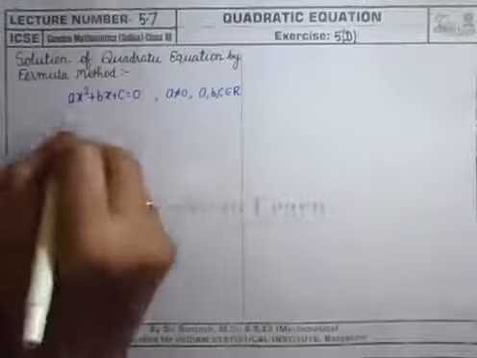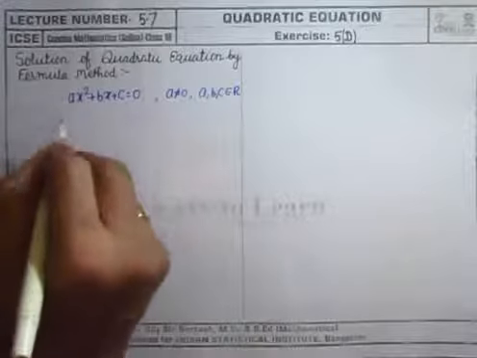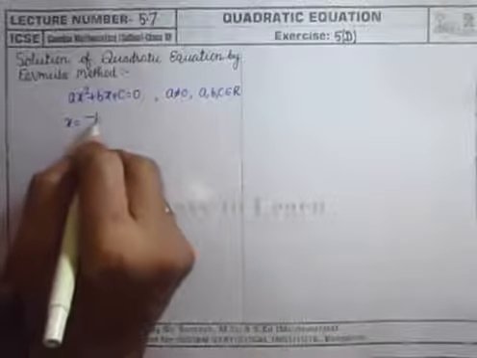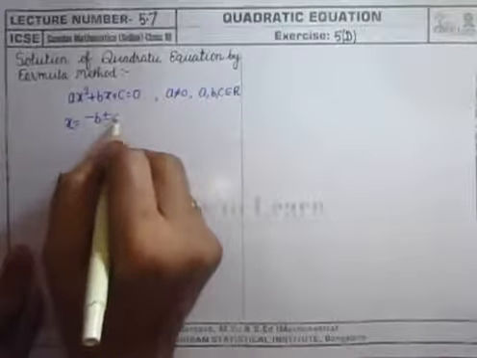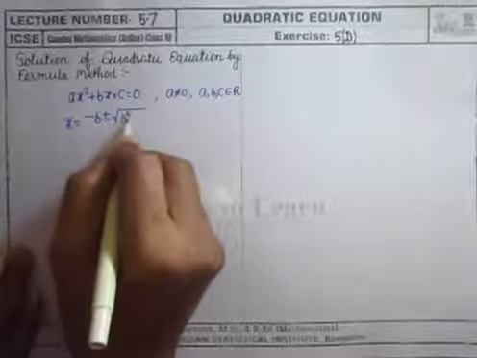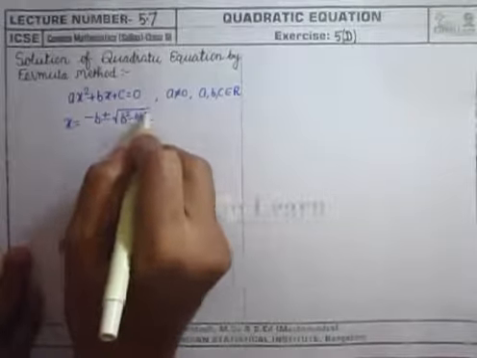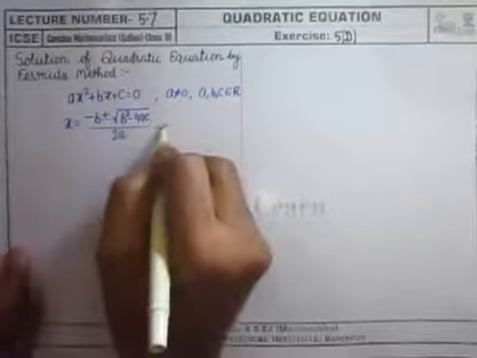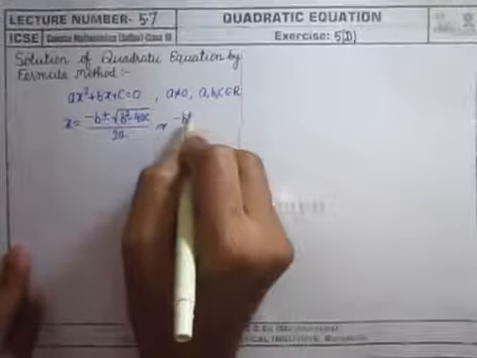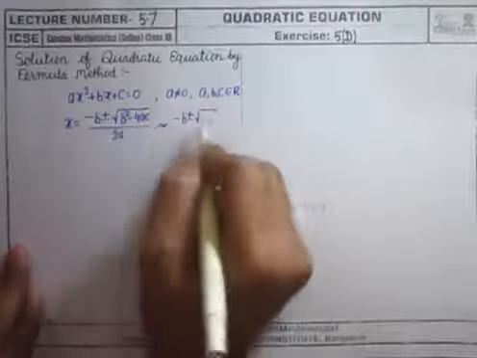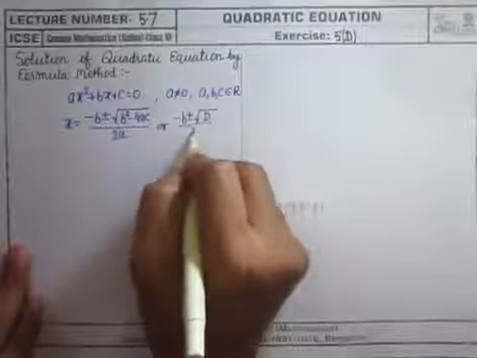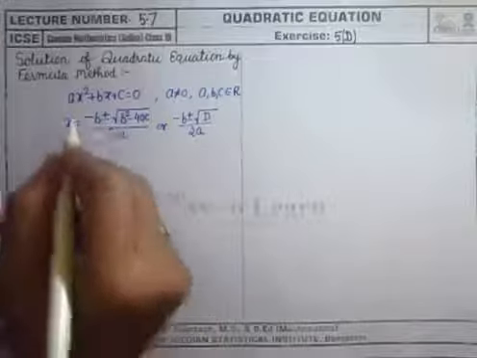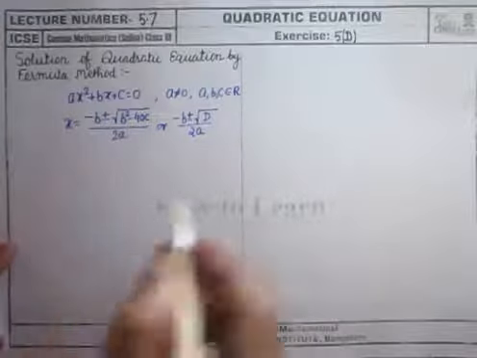Now the formula to get the value of x from this equation is x equal to minus b plus minus square root of b square minus 4ac, by twice a. Or you can write it in this form: minus b plus minus root under D, and this is called the discriminant, by 2a. So this is the formula to get the value of x from this equation.